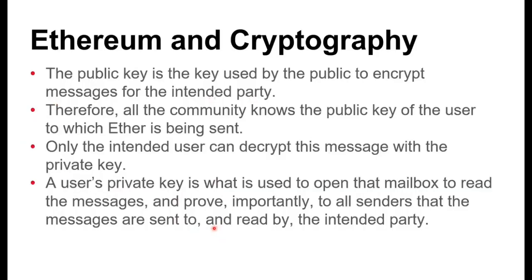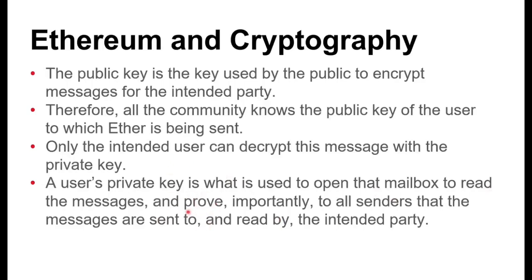So again, your public key is the key used by the public to encrypt messages for an intended party. So the public will use your public key to encrypt messages meant for you. Therefore, the community knows the public key of the user to which they want to send Ether. They have to know it. Only the intended user can decrypt the message, and that user uses the private key to decrypt the message. The user's private key is what's used to, I guess, open that mailbox and read the messages that are being sent.